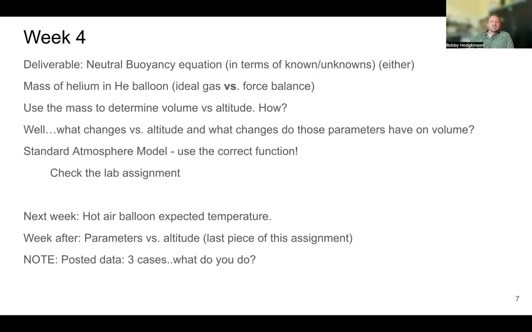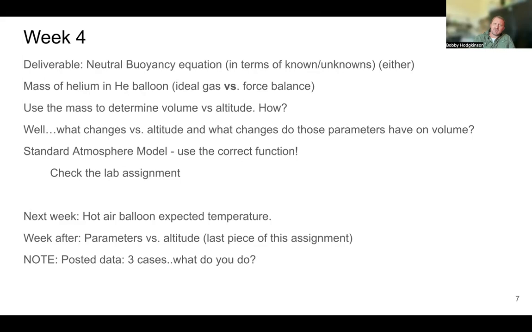So the deliverable today, the things that the teaching team will be looking for, is basically the expansion of the free body diagram, which we talked about last week. So looking at that neutral buoyancy equation, really in terms of the knowns and unknowns. So what are the quantities that you know? What do these variables represent? And then what is the variable that you're trying to solve for? We'll accept either balloon, the hot air balloon or the helium-filled balloon. In all reality, I would expect to see both of those from you at this point in the game.